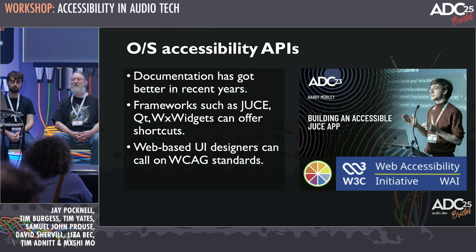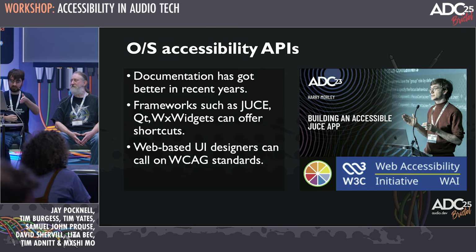So you spoke briefly there about the different frameworks that might be able to give you a helping hand. One of those was JUCE, and if you want to learn more specifically about accessibility in JUCE, I would definitely recommend checking out Harry Morley's talk from ADC 2023, which delved into building an accessible JUCE app and what that means. It's a really good overview of getting started with accessibility, specifically in JUCE. You mentioned Qt and wxWidgets as offering that helping hand as well. And one more point is that with web-based UIs, you might get a lot of accessibility stuff done for free without a whole lot of extra work. And that's something that Sam is going to talk about a little bit more later.